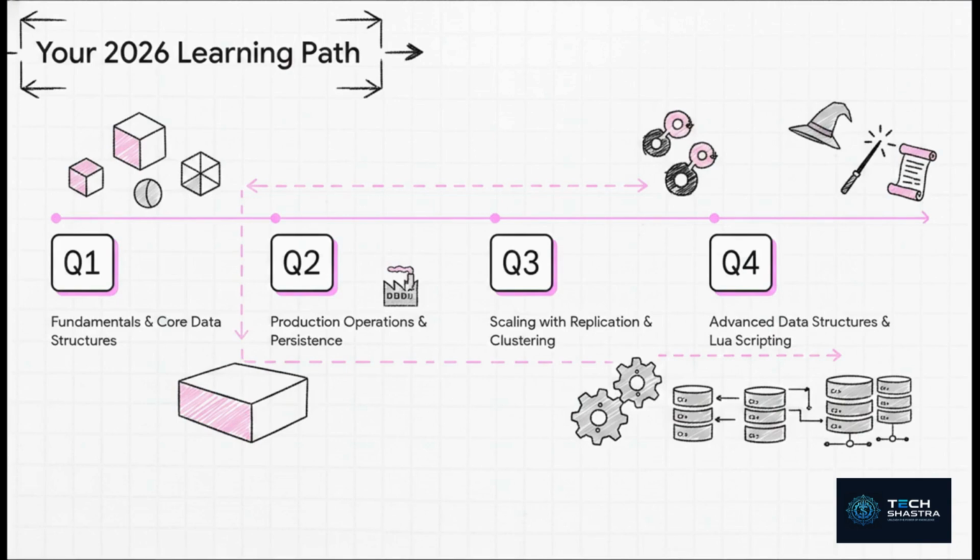Then, in Q3, you'll get into the really big stuff, scaling. You'll learn replication, which is basically making copies of your data for safety, and clustering, which lets you split your data across many machines to handle insane amounts of traffic. By the end of the year, you'll be digging into the advanced features that really set the pros apart.